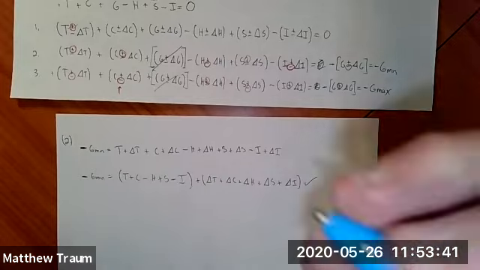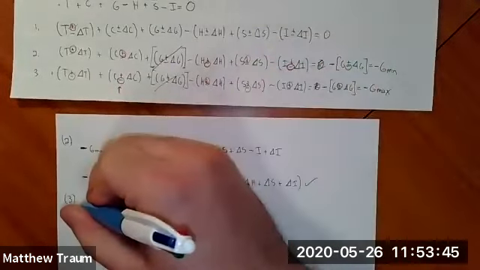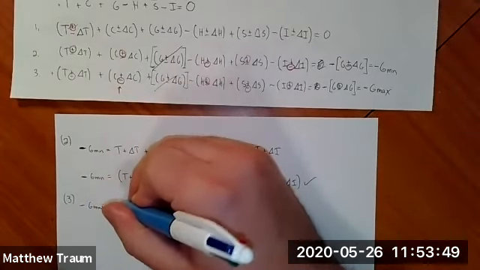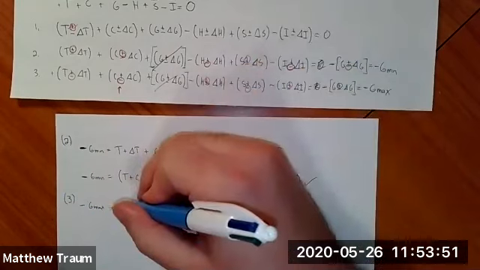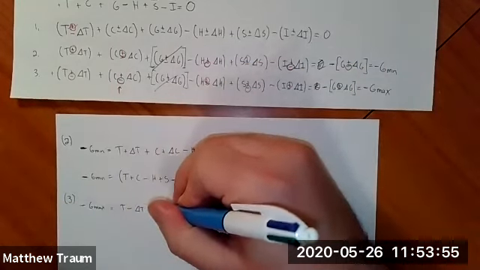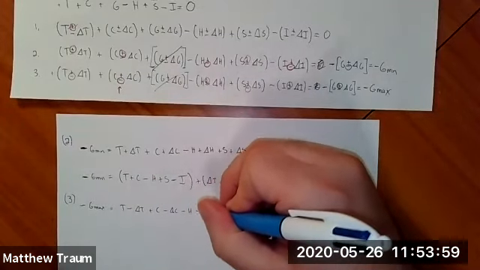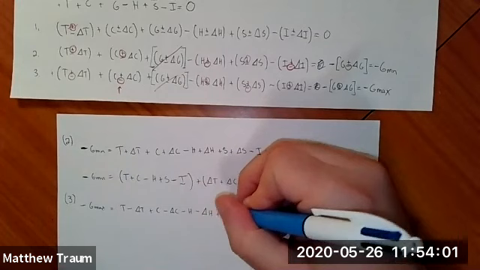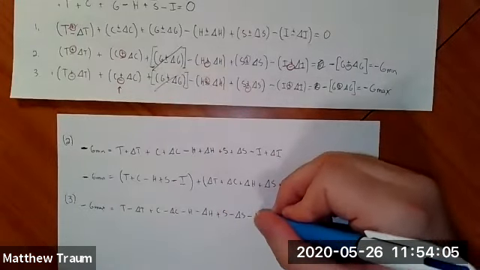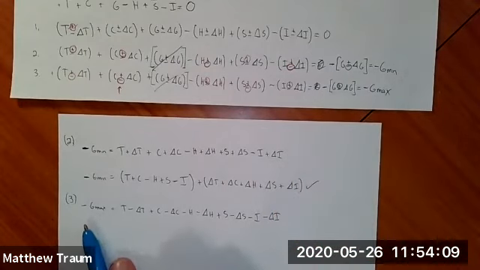So now if I write equation number 3, I'll write it out in all of its glory, but then I'll do it quickly. So this is T, and it's going to be minus delta T plus C minus delta C minus H minus delta H plus S minus delta S minus I minus delta I equals Gmax.